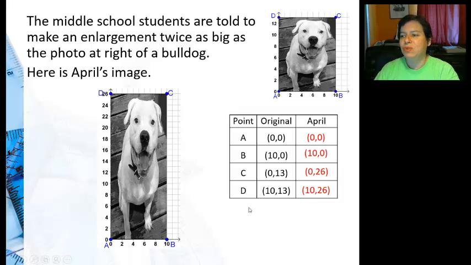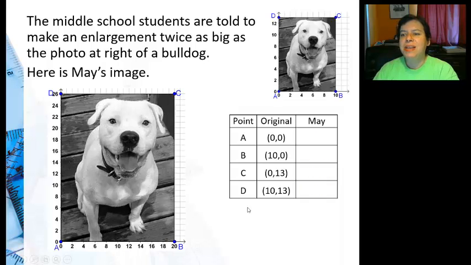Okay, interesting. Now let's take a look at May's image. She says, well, why don't I just multiply everything by 2? So she goes 0, 0, 20, 0, 0, 26, and 20, 26. Okay, so that's what she got.